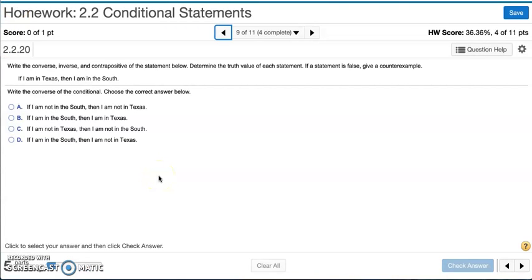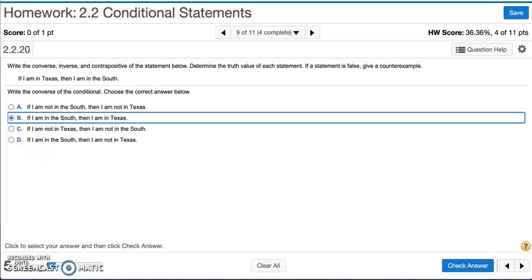Number 9. Write the converse, inverse, and contrapositive of the statement below. Determine the truth value of each statement. If a statement is false, give a counterexample. So, if I am in Texas, then I am in the South. So converse, I reverse it. If I am in the South, then I am in Texas.